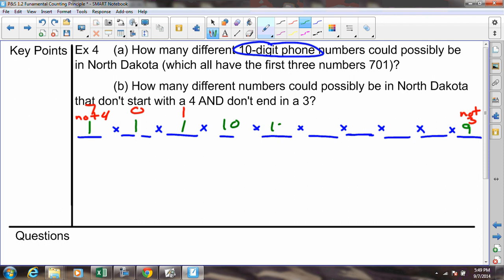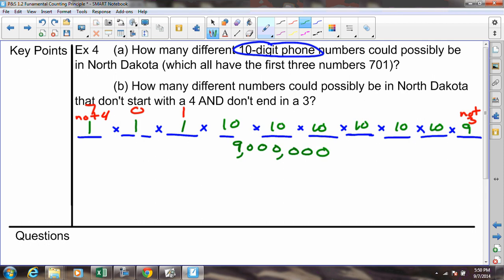And for everything else, there are 10s. So let's multiply it out. 1 times 1 times 10 times 10 times 10 times 10 times 10 times 10 times 10 times 9. And there we go. There are 9 million phone numbers in North Dakota that meet the criteria.